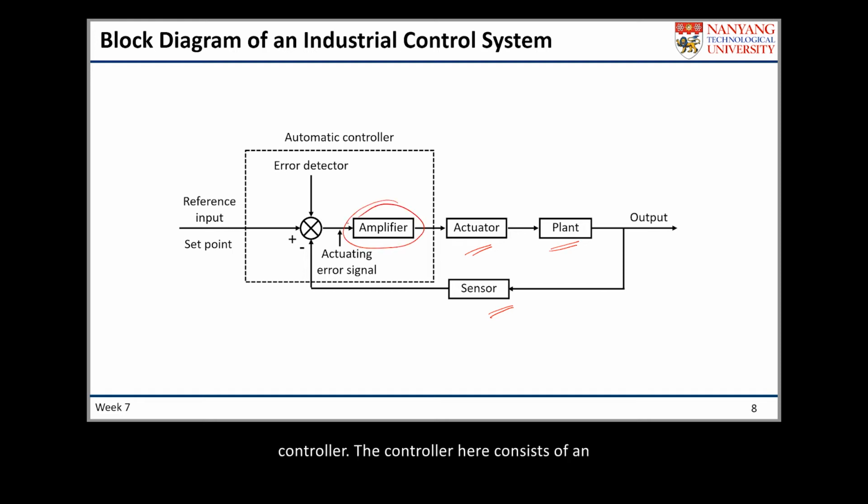The controller here consists of an amplifier, the logic, and the error detector. What I mean by error detector here is the part that compares the set point with the actual output. So again, if we take the example of the air conditioning system, the error detector is the part that will compare the set temperature with the actual temperature of your room. So this is typically a block diagram in industrial applications.